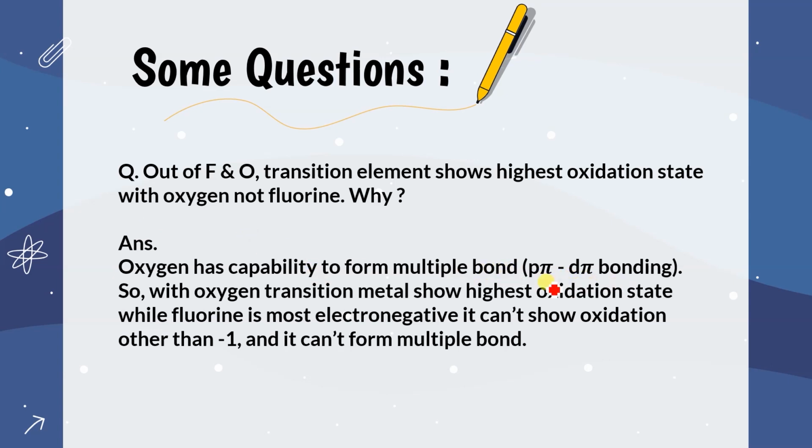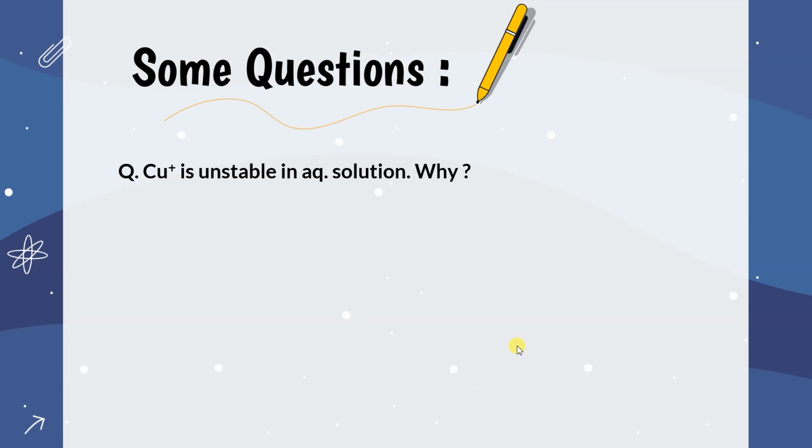And what is p-pi d-pi bonding? I hope it is clear. We have done that. Yes. So with oxygen, transition metals show highest oxidation state, while fluorine is most electronegative, but it can't show oxidation other than -1. So it cannot form multiple bonds. Fluorine cannot form multiple bonds, but oxygen can form multiple bonds. It can show p-pi d-pi bonding, and that's why it shows maximum oxidation state in comparison to fluorine. Got it? Now the next question, and I hope it is the last question.